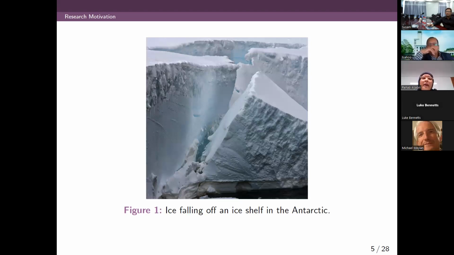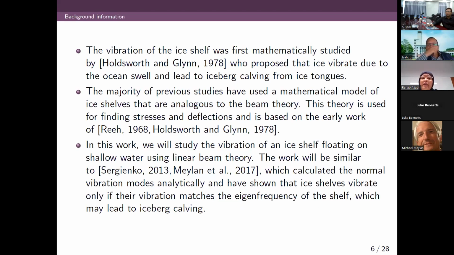Now, the mathematical background for ice shelves. The vibration of ice shelves was first mathematically studied by Holdsworth and Glen, who proposed that ice vibrates in response to ocean swells and leads to iceberg calving from the ice tongue. Also, the majority of previous studies have used a mathematical model of ice shelves analogous to beam theory. This theory is used for finding stress and deflection and is based on the early work of Ray, Holdsworth, and Klein.